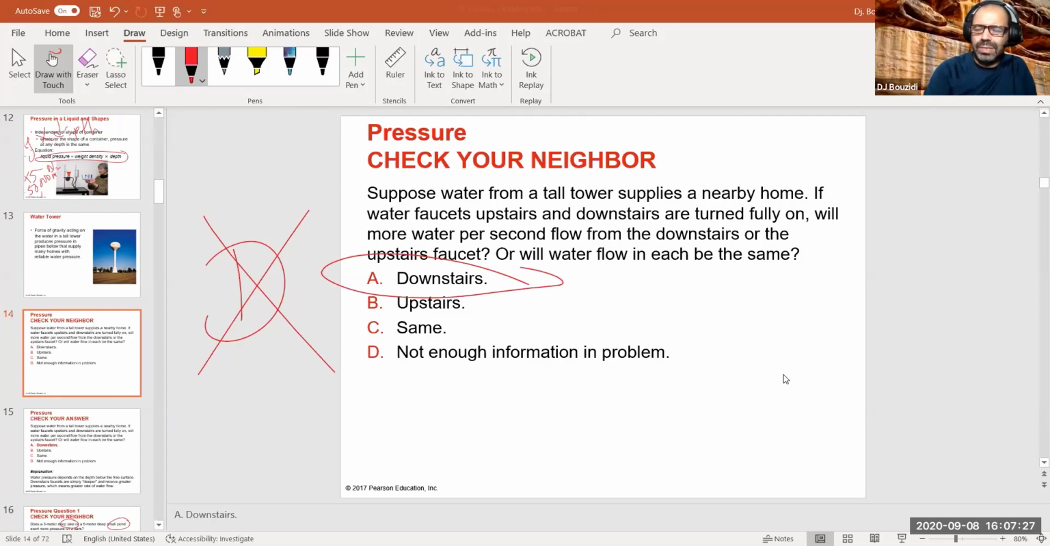So the correct answer is downstairs again, because if it's coming from the same source and both of them are coming to the faucets using just gravity, and there is no pump in the upstairs to pump more fluid to it, no mechanical pump whatsoever, then the water downstairs will have a higher flow of liquid. So the correct answer is either A or downstairs.